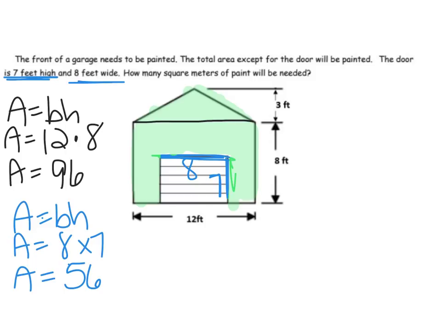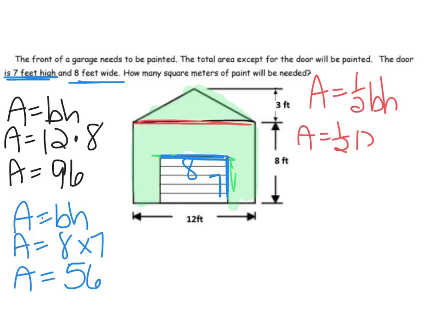No. What else do we need? The triangle. So the triangle, we need to do A equals half of base and height. So what's my base? 12. The base is 12. Okay, what's the height? 3. So 12 times 3. So what's half of 12? 6. 6 times 3? That's 18.